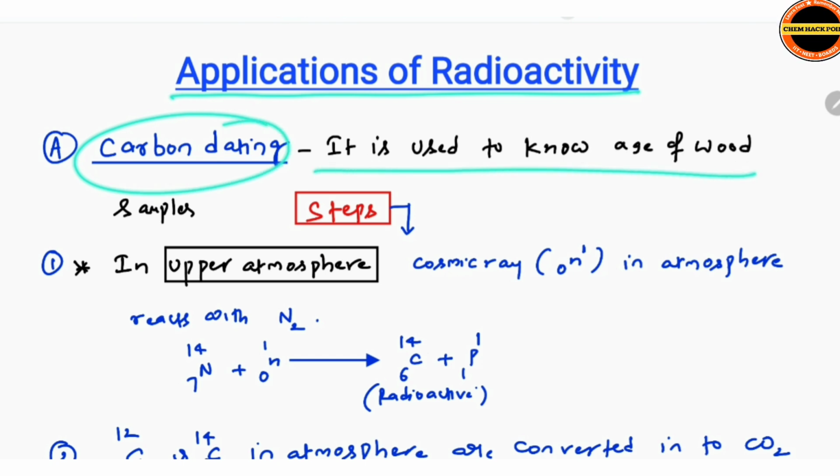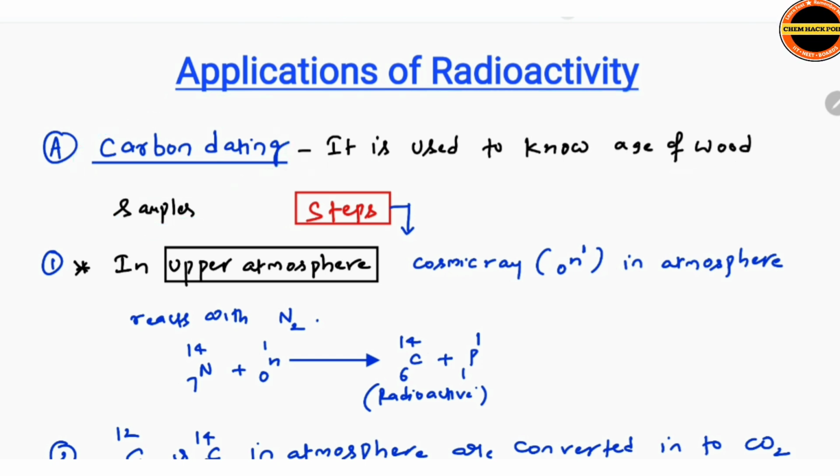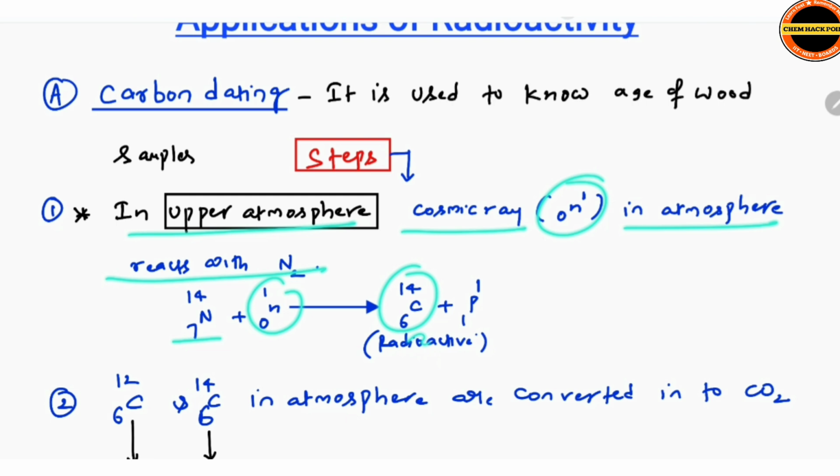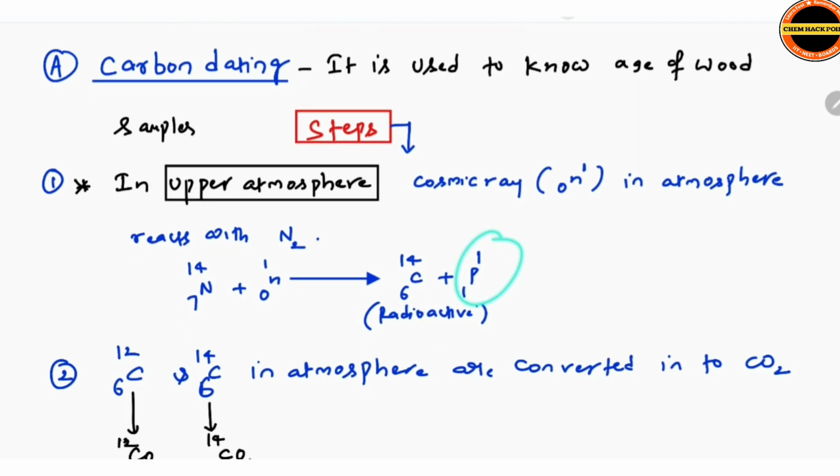It is used to know the age of wood samples. First of all, how do they identify the age of wood samples? Observe the steps perfectly. In the upper atmosphere, cosmic rays, which are neutrons, react with nitrogen to form radioactive C14, and proton emission occurs.